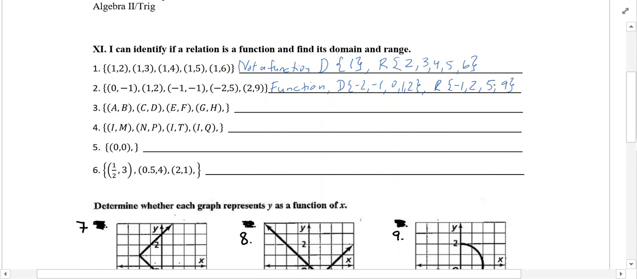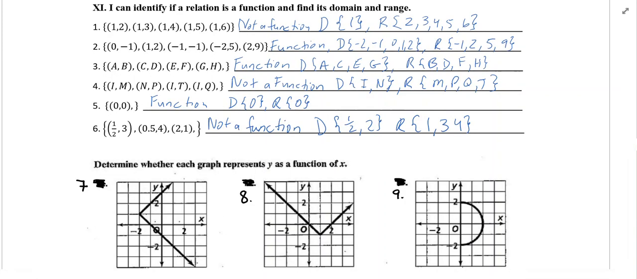All right, I want you to go ahead and pause the video and see if you can do numbers 3 through 6. All right, so let's go ahead and see how you did. So number 3, it is a function. So here's my domain and then my range. Number 4, it's not a function. So the domain is l and n, and the range is m, p, q, t.